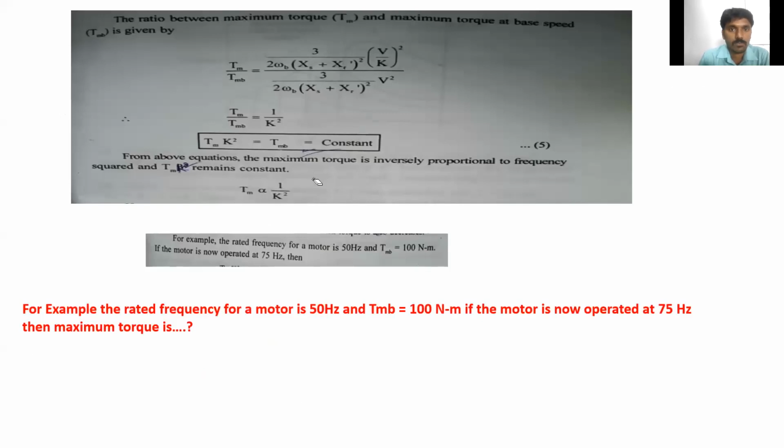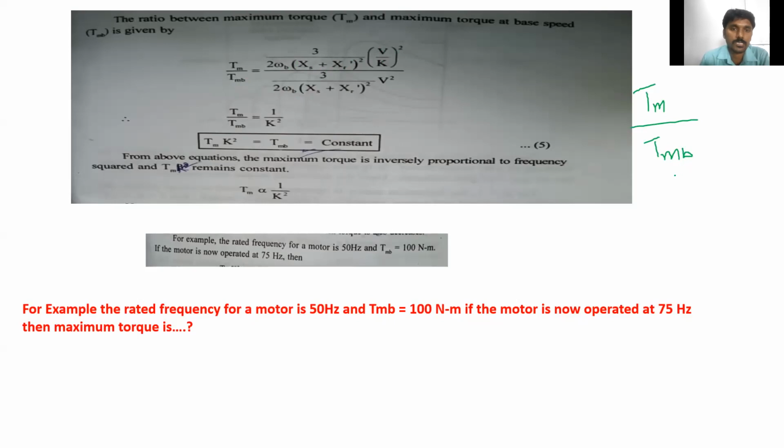I have not derived the torque equation here, but we know one formula. What is that formula? Motor torque Tm is equal to 3 by 2 into omega b into (Xs plus Xr dash) whole square into (V by k) whole square. And Tmb is nothing but motor torque at base speed.